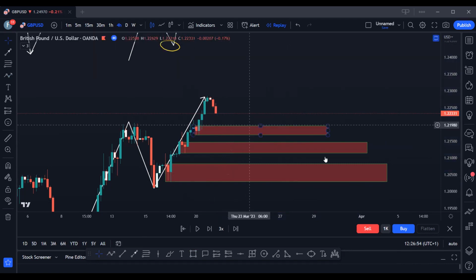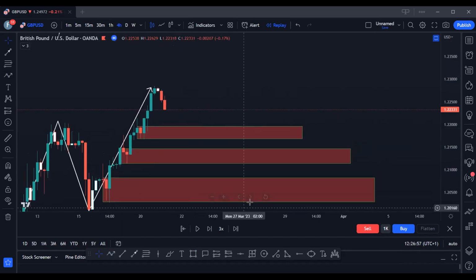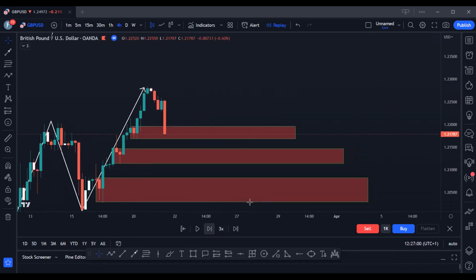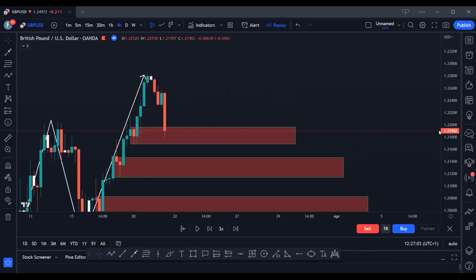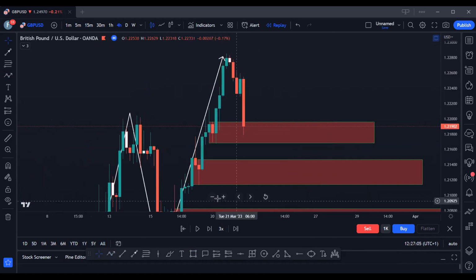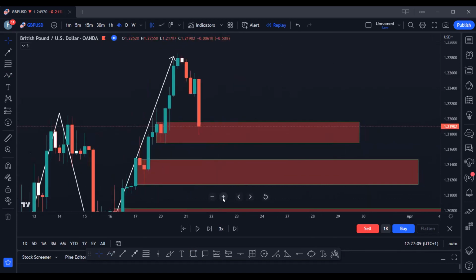So what did price do? Let's play this forward. Price got into that first level of support. Now, once price gets into this zone, the next thing you want to do is to validate that particular support. In validating that support, what are we looking for? We are looking for at least 2 touches to validate that support.